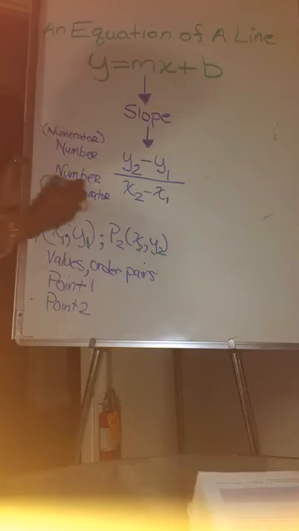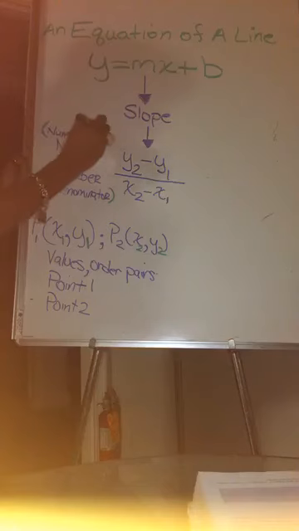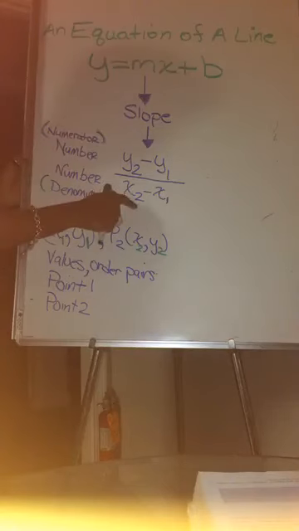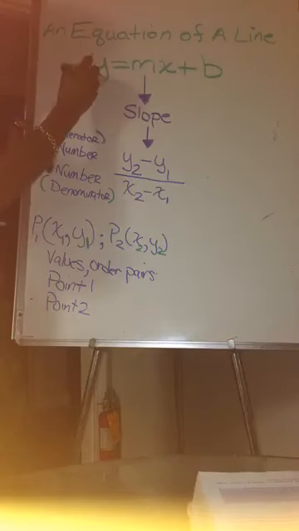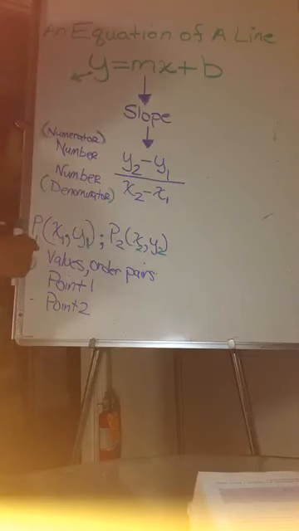Okay? So that's how we come up with the slope. Your y right now, we don't know what that is as of right now, unless we use point 1 or point 2, but I'm not going to get into that right now. I'm just giving you vocabulary so you'll know what each one of these letters mean.